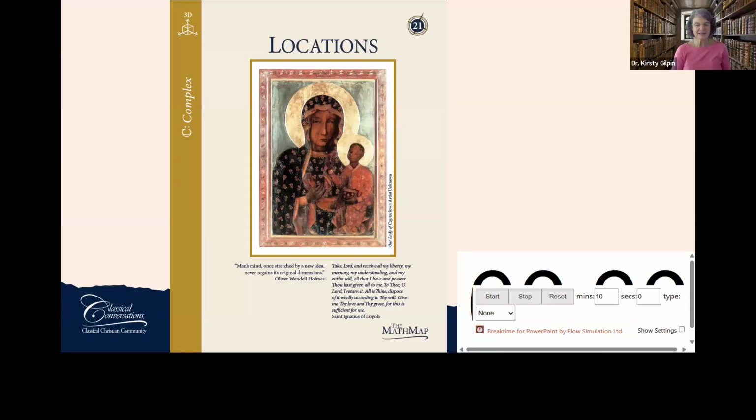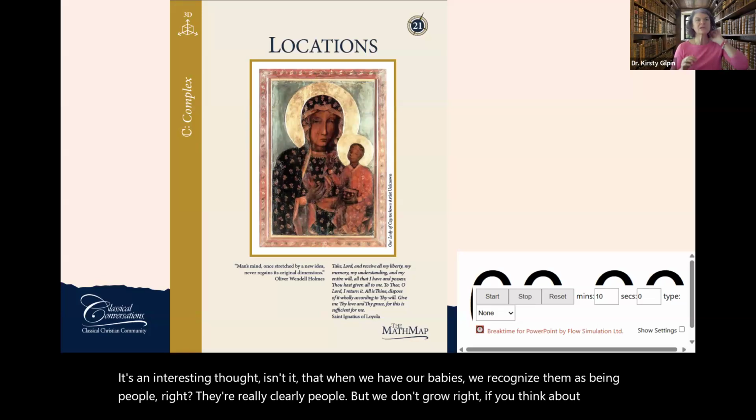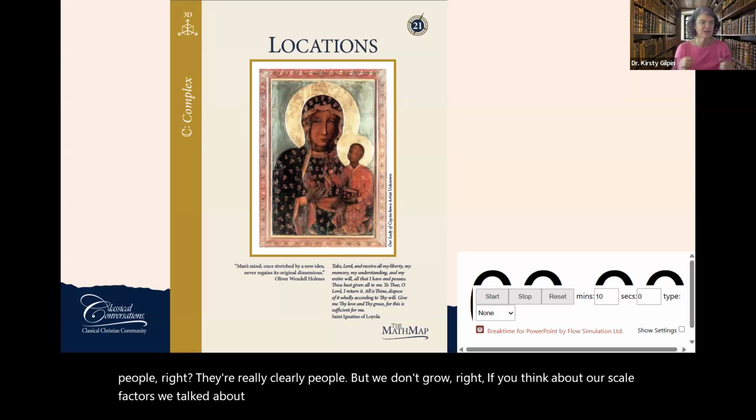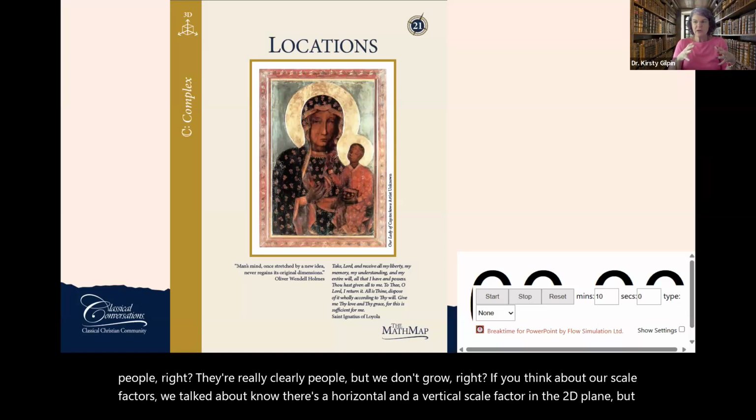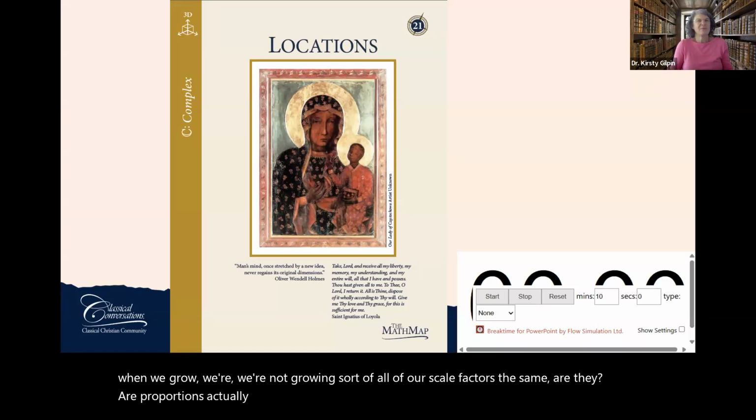It's an interesting thought, isn't it, that when we have our babies, we recognize them as being people? They're really clearly people, but we don't just scale up. If you think about our scale factors, and we talked about there's a horizontal and a vertical scale factor in the 2D plane, when we grow, all of our scale factors aren't the same, are they? Our proportions actually change as we grow.